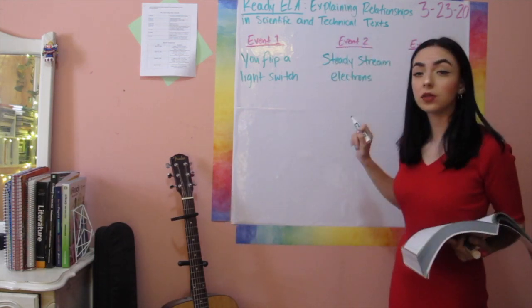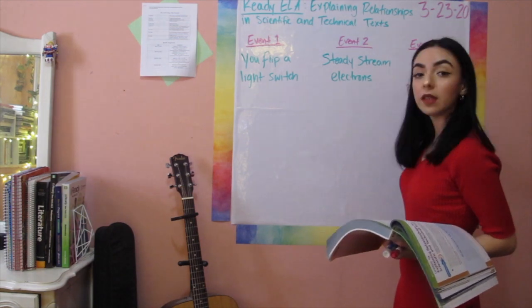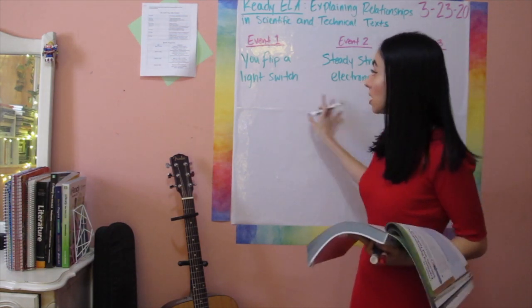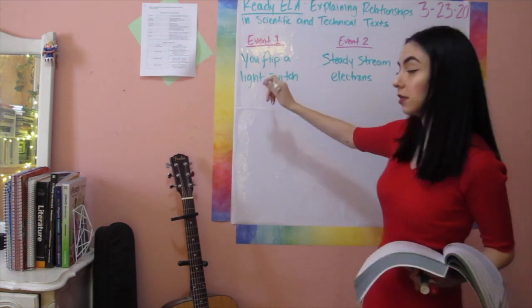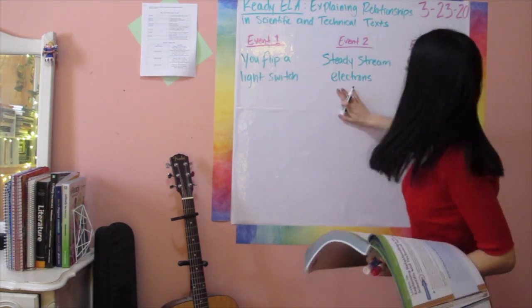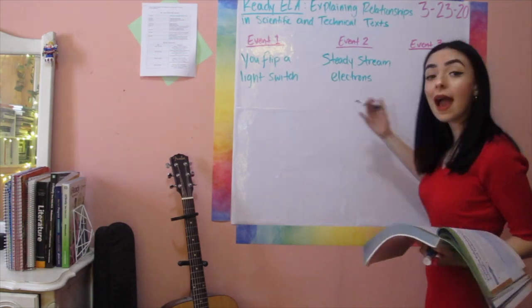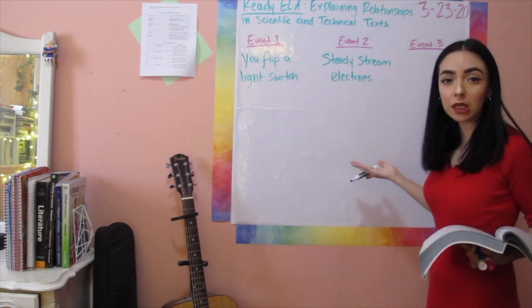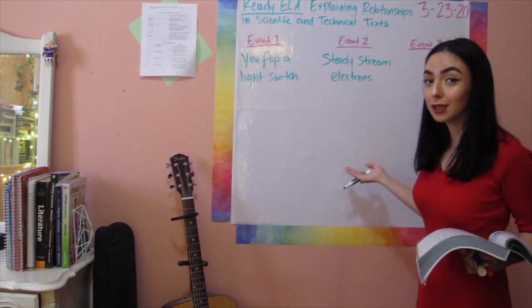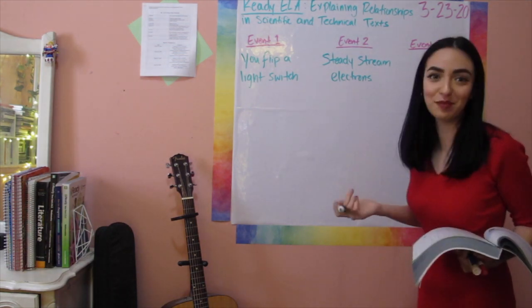Now, so we have event 2, right? So, what is event 3? What is the relationship between these two things? How does this connect to this? So you flip a light switch, then we have the steady stream of electrons that are activated by you turning on the switch, right? What's event 3? What's the answer? The answer is the light bulb turns on.